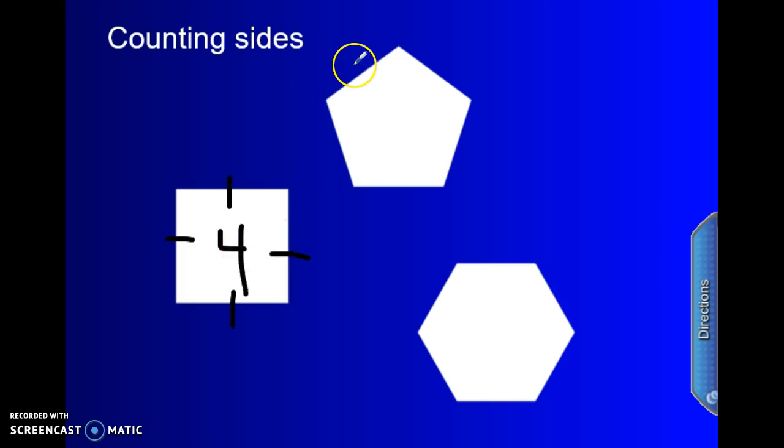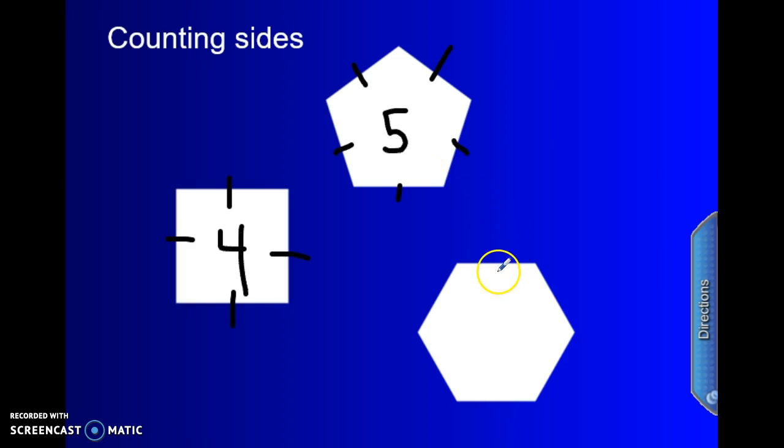And then let's go ahead and count this one. So we have 1, 2, 3, 4, and 5. So we have 5 sides here. And does anyone know what this is called? If not, that's totally fine. Okay, so I don't think anyone knows. We will actually be learning this later on in the lesson.